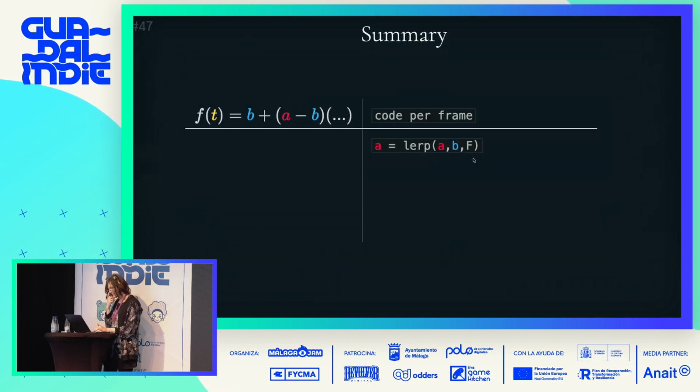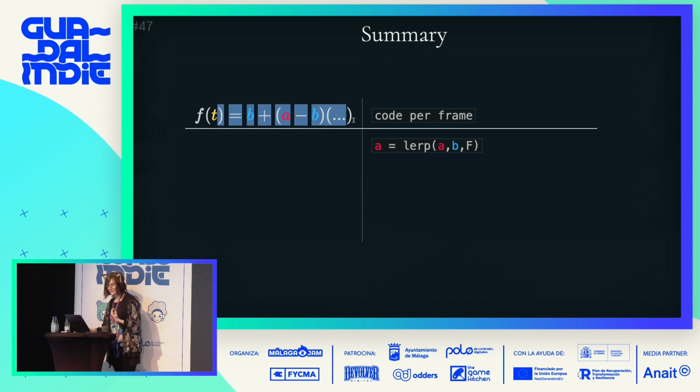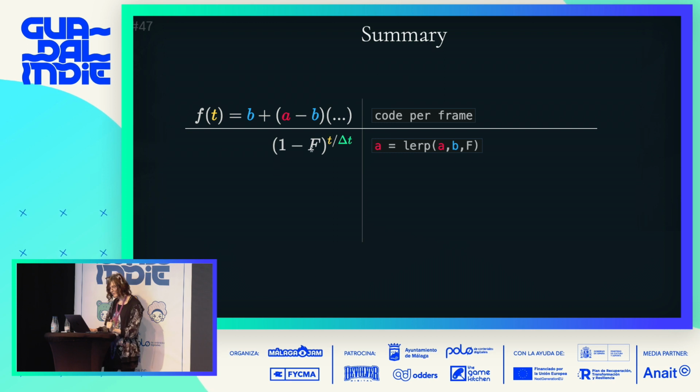All right, so a little summary. So we started out with this code that we ran per frame. And then we worked out that we could write this as a function over time. And the function over time fit the formula of b plus (a minus b) times something. And that something happened to be 1 minus f to the power of t over delta time.